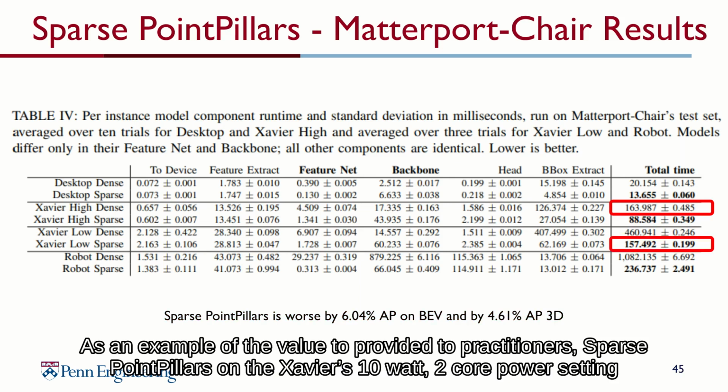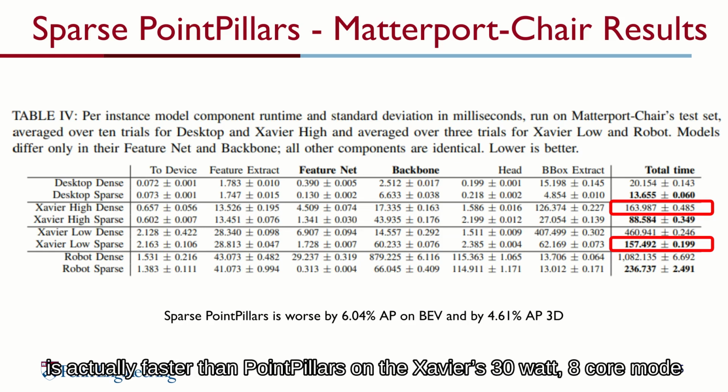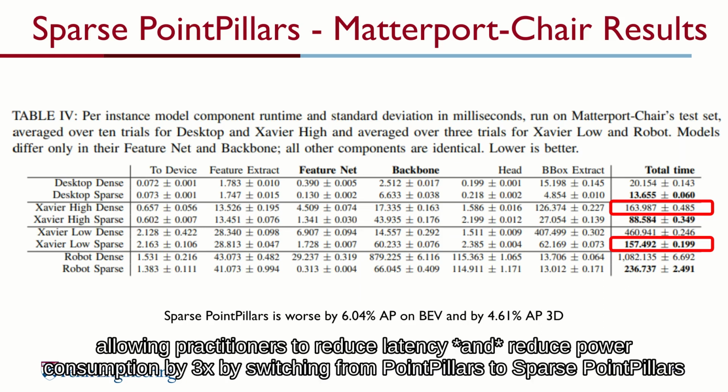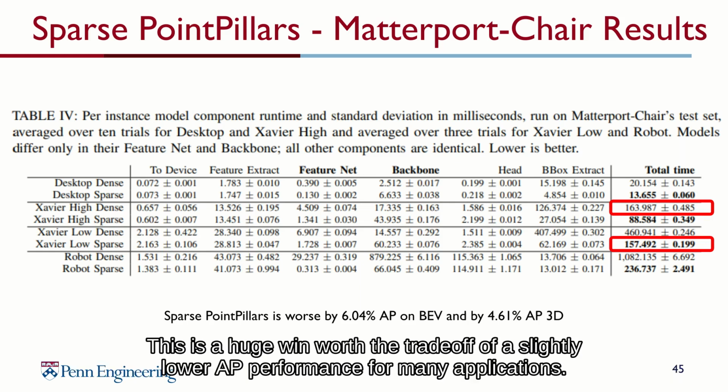As an example of the value provided to practitioners, Sparse PointPillars on Xavier's 10-watt 2-core power setting is actually faster than PointPillars on Xavier's 30-watt 8-core mode, allowing practitioners to reduce latency and reduce power consumption by a factor of 3x, all by switching from PointPillars to Sparse PointPillars. This is a huge win worth the trade-off of a slightly lower AP performance for many applications.